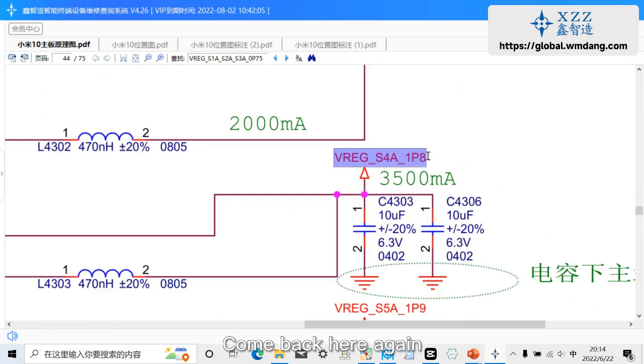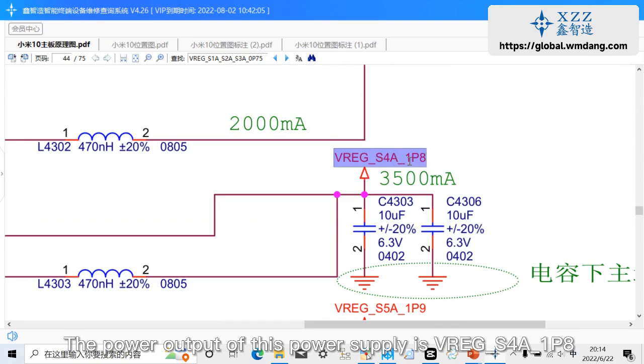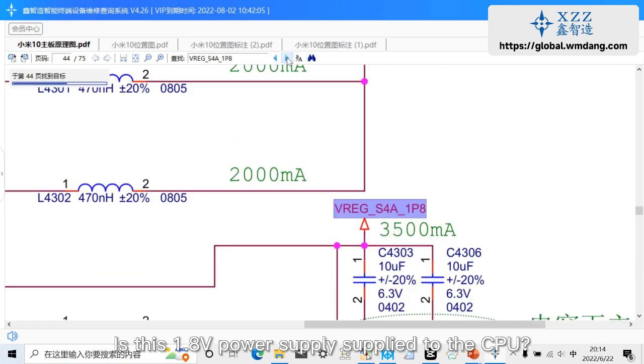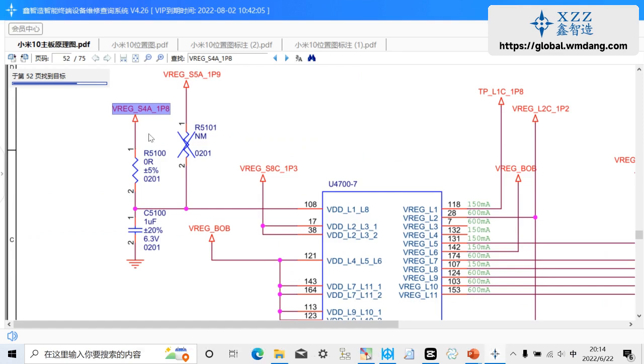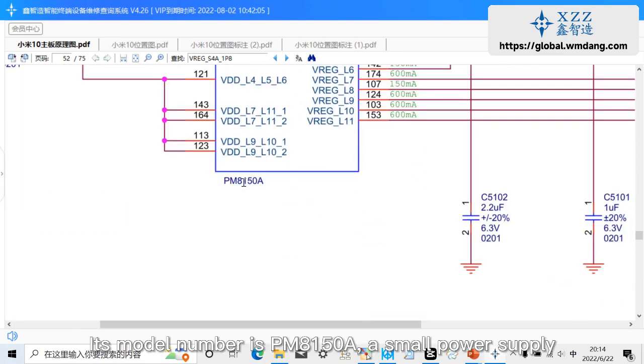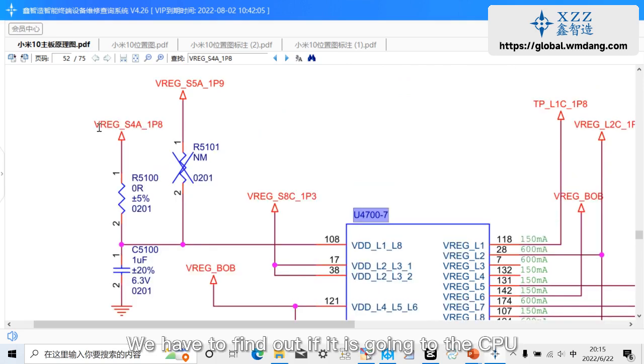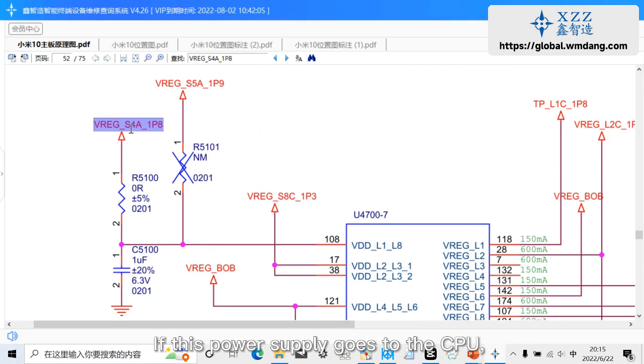Come back here again. The power output of this power supply is VREG_S4A_1P8. 1P8 means that the voltage is 1.8 volts. Is this 1.8 volts power supply supplied to the CPU? Of course, it gives U4700. Its model number is PM8150A, a small power supply. We have to find out if it is going to the CPU. If this power supply goes to the CPU, it means that it's the power supply of the CPU.